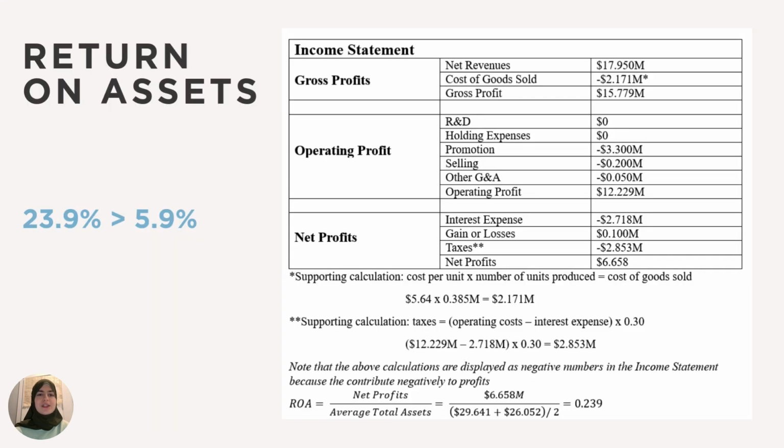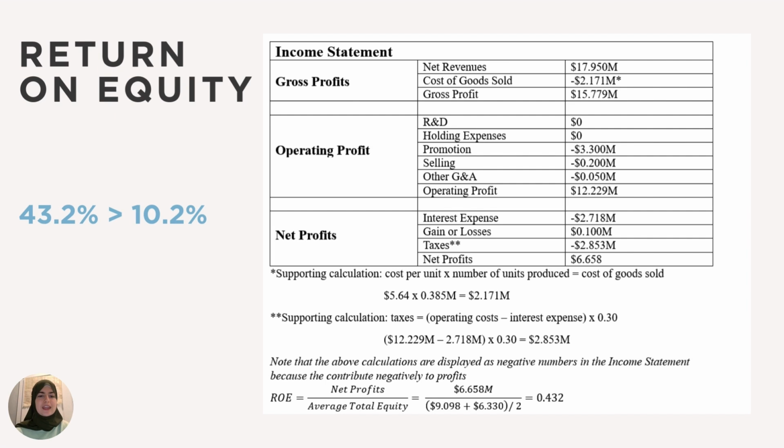I similarly used the income statement to calculate return on assets. I used the ROA formula of net profits divided by average total assets, the average total assets being the average assets on the balance sheet for year two and year three. And I found that our return on assets should be 23.9%, which again exceeds our target of 5.9%.